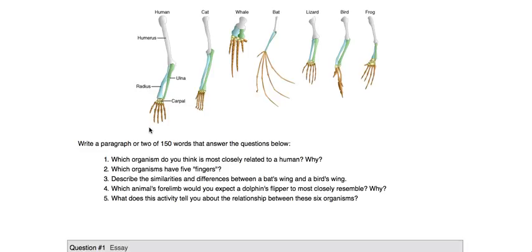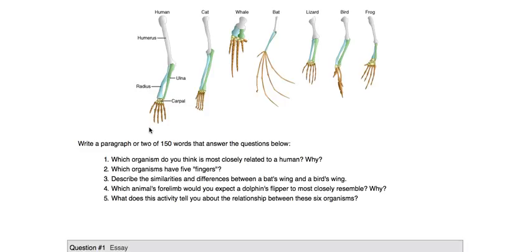Number 3 talks about describing the similarities and differences between a bat's wing and a bird's wing. Again, what I'm looking for in this comparison is anatomical similarities and differences. What do they have? What do they not have? Do they have the same number of fingers? Is one anatomical feature longer than another? That's the kind of material I'm looking for in that question.